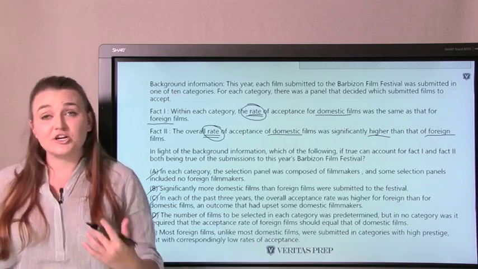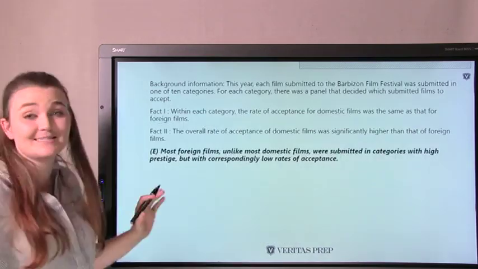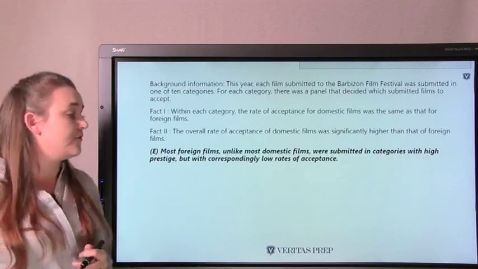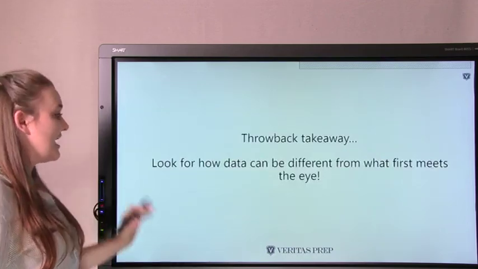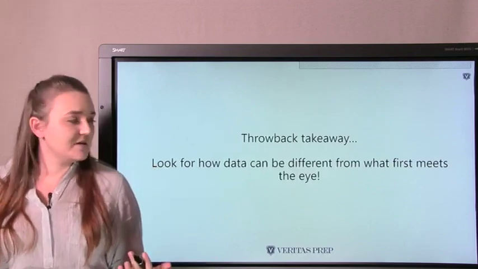But by all means, this actually begins to round out the questions that I have for us on the docket over the course of today's lesson. So again, look for how data is a little different than first meets the eye.